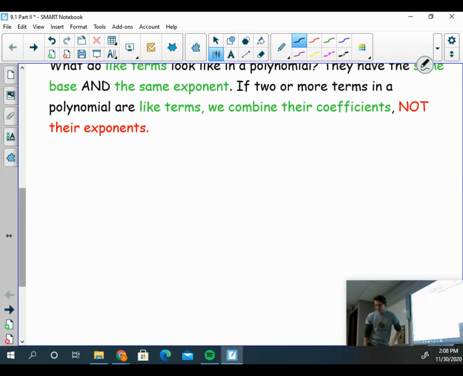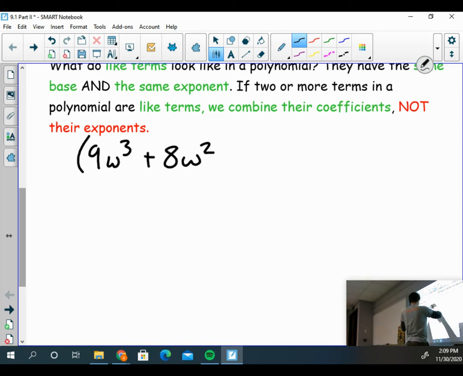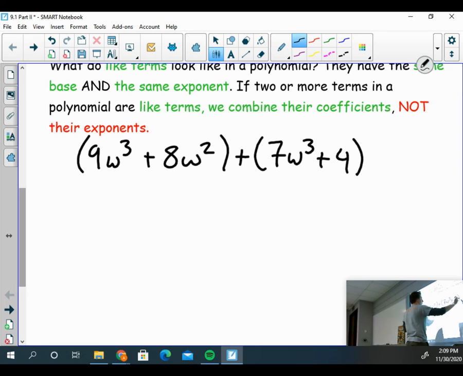Let's do a couple more examples of this. 9w cubed plus 8w squared plus 7w cubed plus 4. And we want to simplify this. Well, go ahead and try this on your own. Pause the video, see if you can figure this out. And then once you're done, we will pick up, and you can check your work with mine.